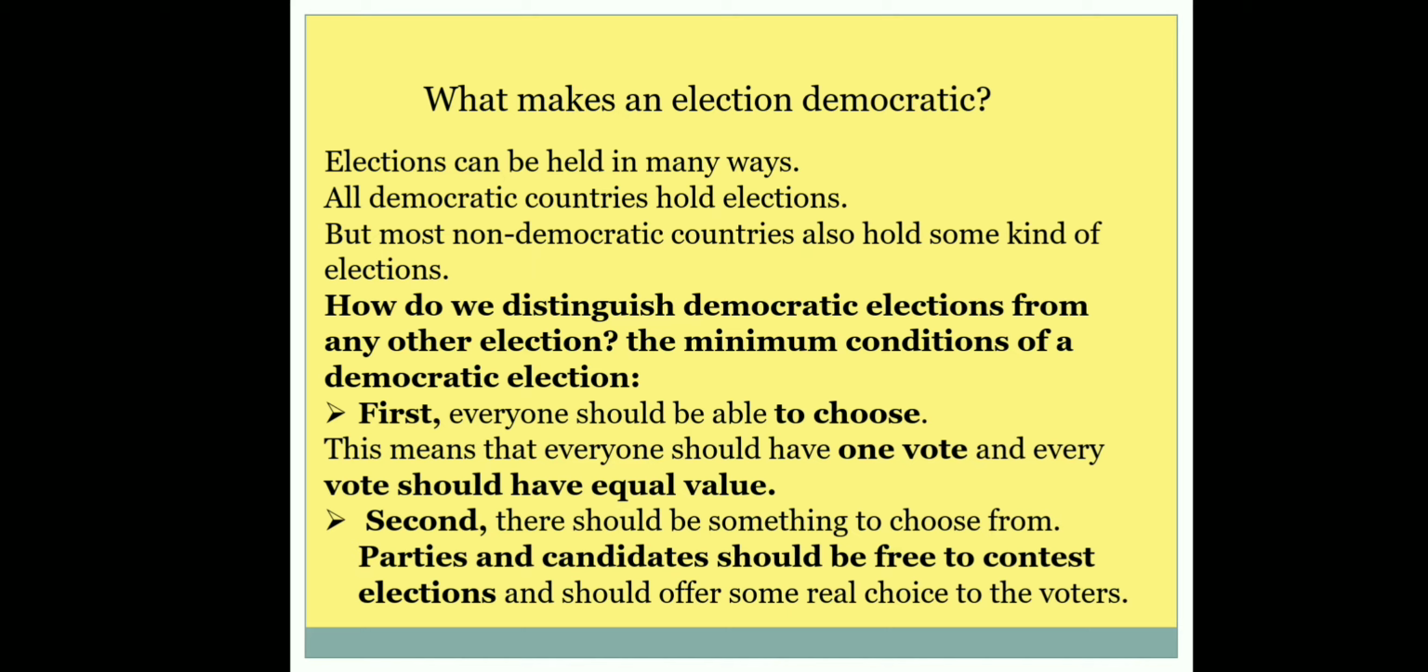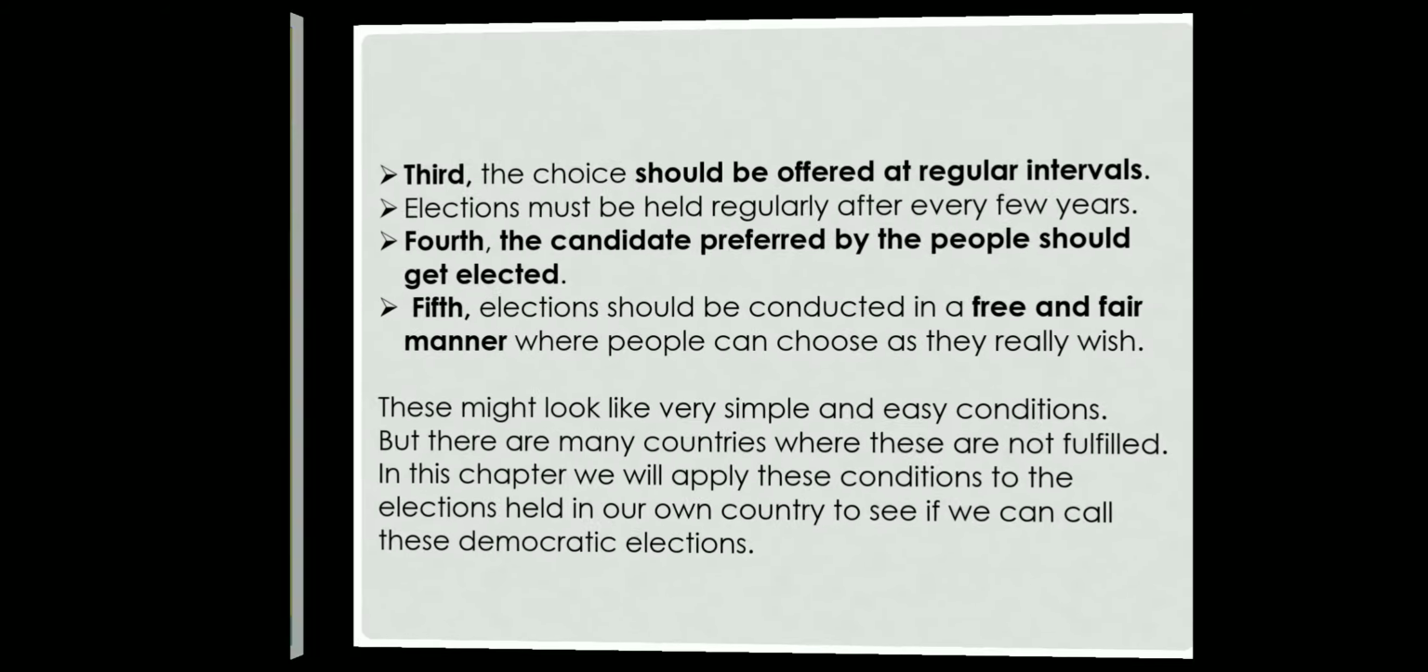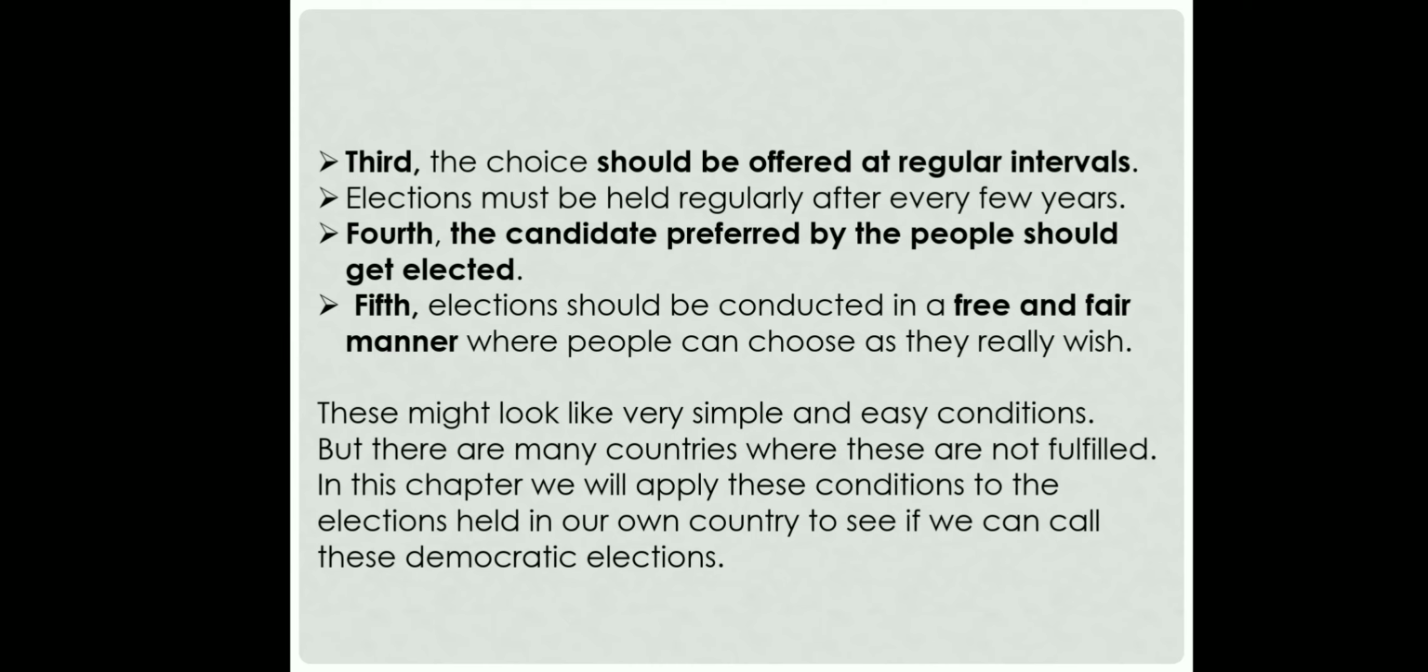Second, there should be something to choose from. Parties and candidates should be free to contest elections and should offer some real choice to the voters. Thirdly, the choice should be offered at regular intervals. Elections must be held regularly after every few years. Fourth, the candidate preferred by the people should get elected. Fifth, elections should be conducted in a free and fair manner, where people can choose as they really wish.